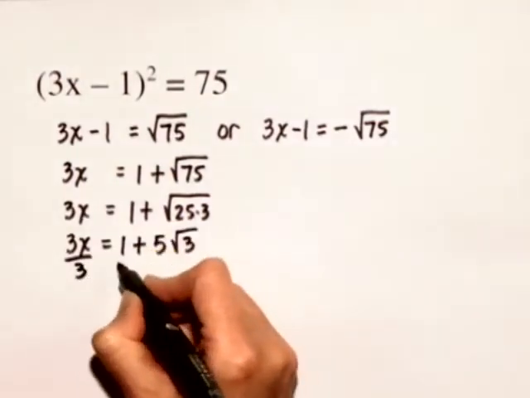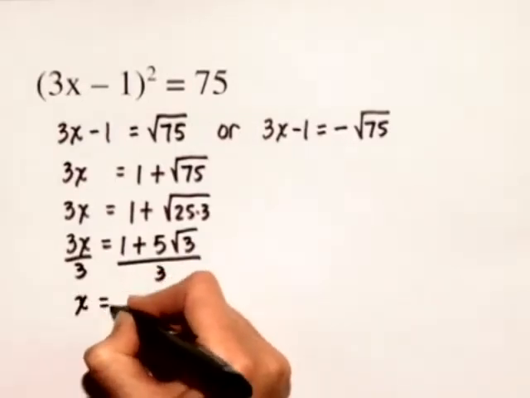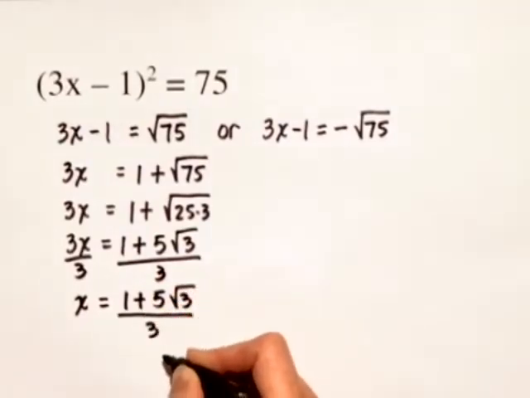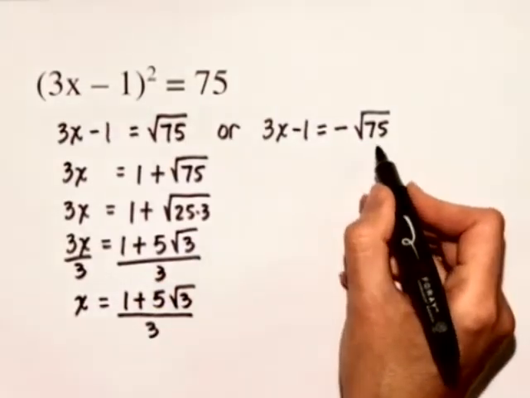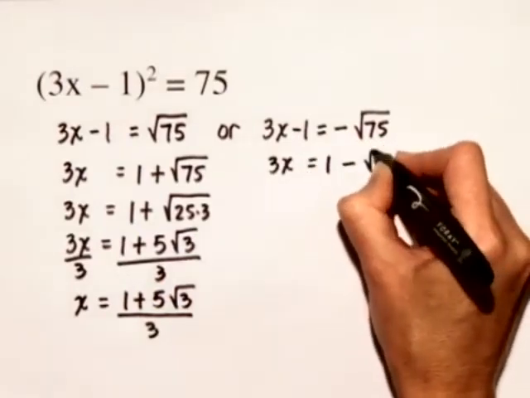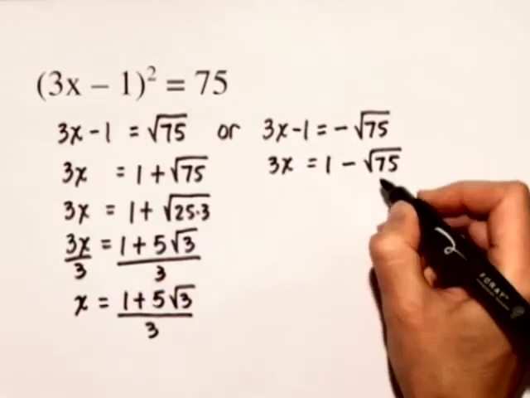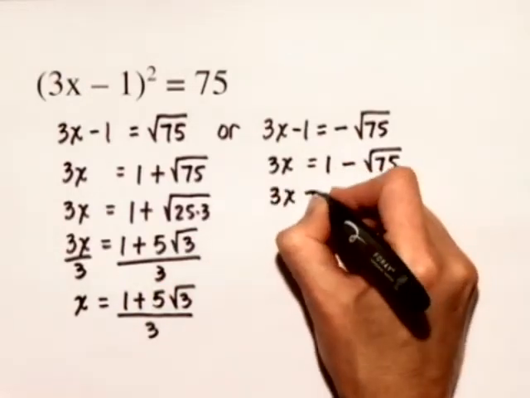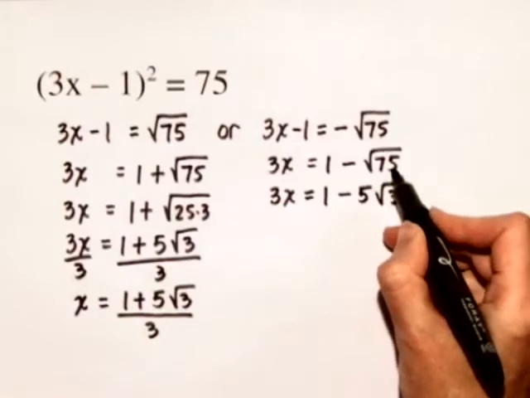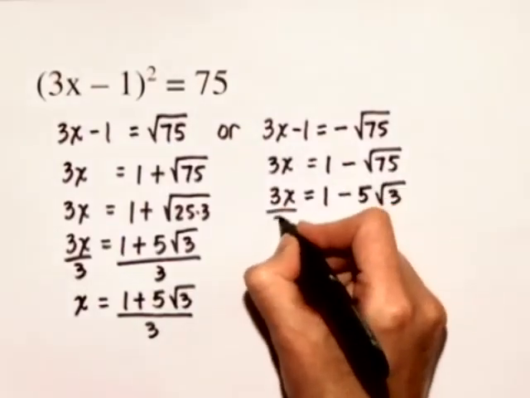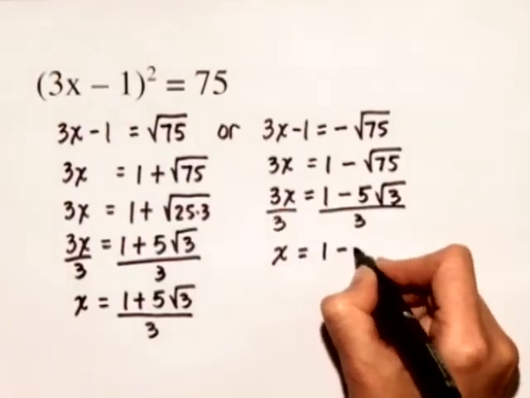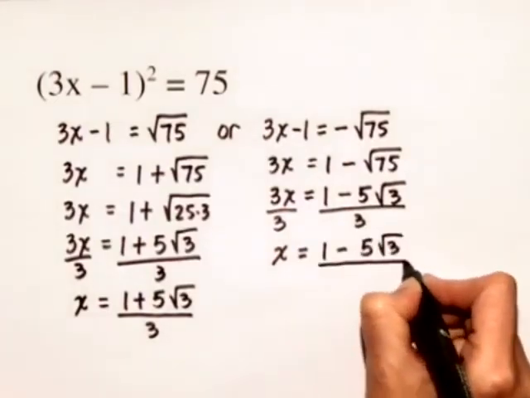And we'll divide both sides of this equation by 3. So x is equal to 1 plus 5 times the square root of 3, all divided by 3, is one of our solutions. Let's go to the second equation. We'll add 1 to both sides, and we have 3x is equal to 1 minus the square root of 75. Since we just simplified the square root of 75, we know this becomes 3x equals 1 minus 5 times the square root of 3, since 75 was just 25 times 3. And then we'll divide both sides of this equation by 3, and we'll end up with x equals 1 minus 5 times the square root of 3 over 3.